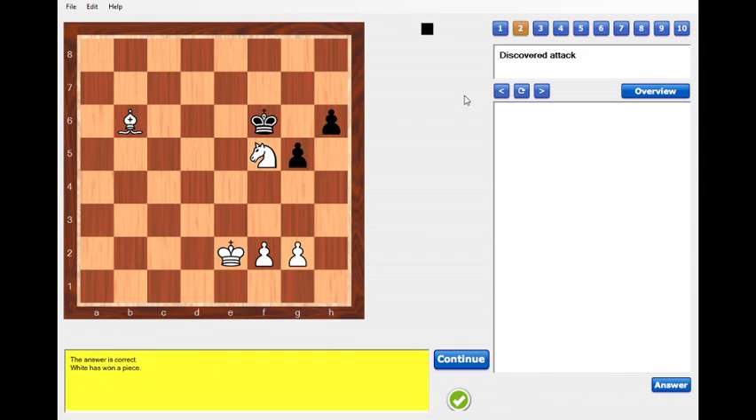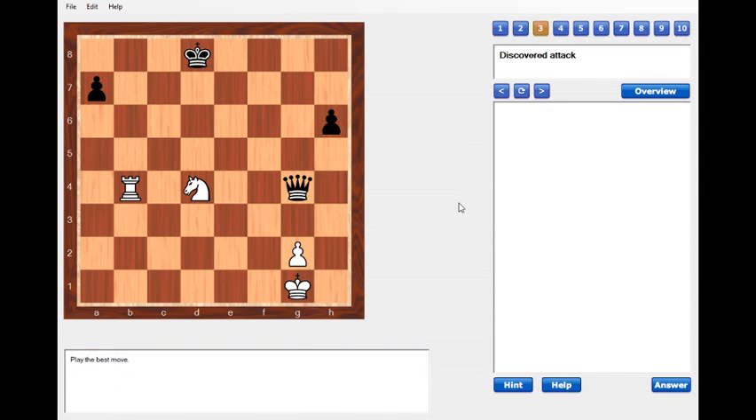Let's see the next one. I hope you might have understood this topic, so try to find this on your own. It is white's turn to play. How could white make a successful discovered attack? You can pause the video and try to think.